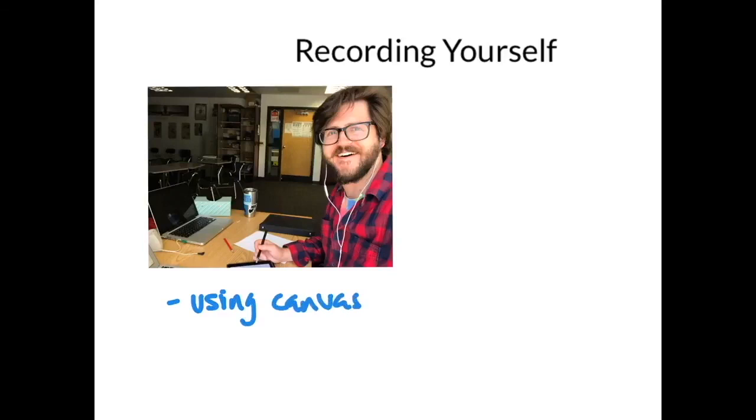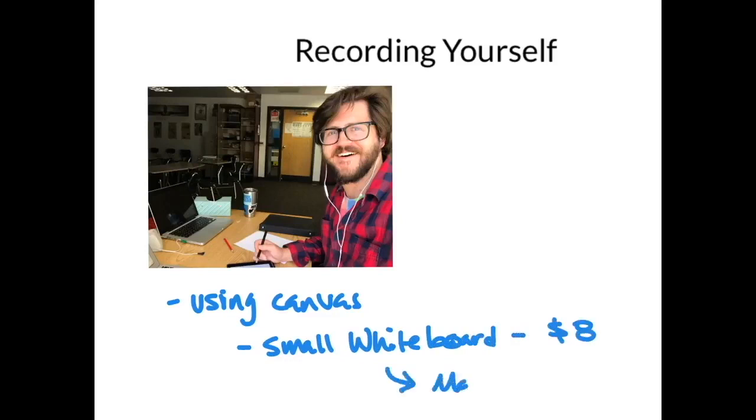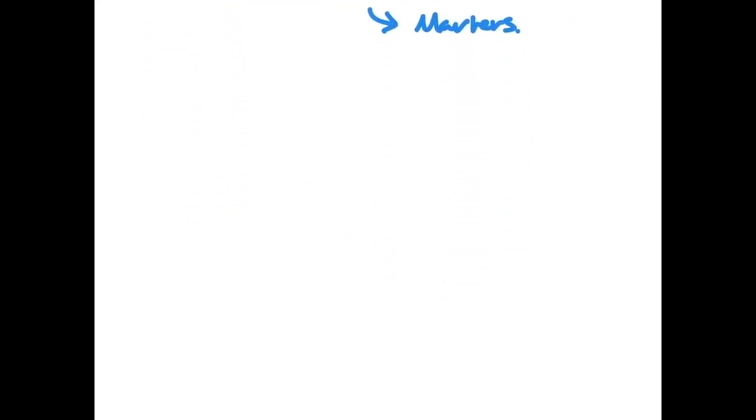Using Canvas, you'll need to go out and get a small whiteboard. I've looked on Amazon, and a small whiteboard is around $8. You'll want to get some whiteboard markers as well. Those are a little expensive too, but you can get those at Target, Walmart, whatever. You can also get a small whiteboard at those same places. So I'm going to show you how to record yourself doing math on Canvas using the whiteboard.